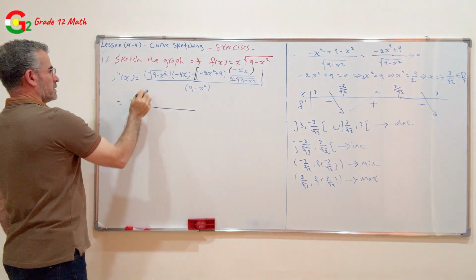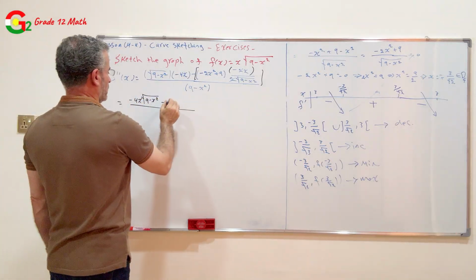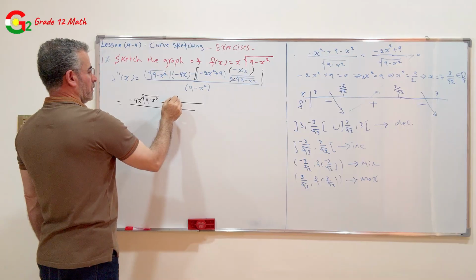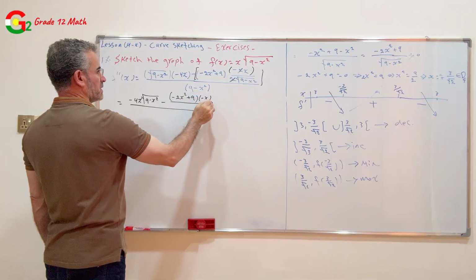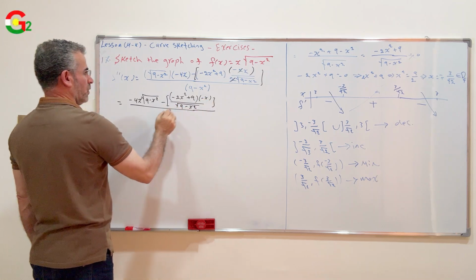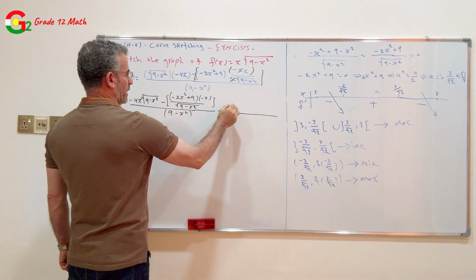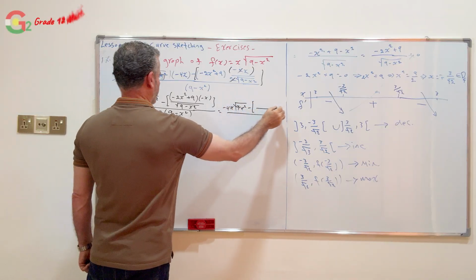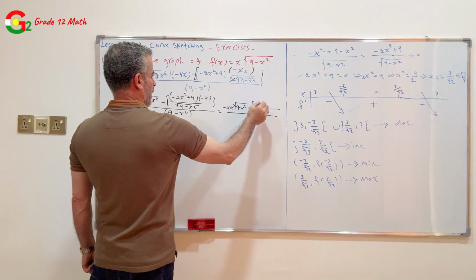negative 4x times the square root of 9 minus x squared minus, reduce 2 with 2, negative 2x squared plus 9 times negative x over the square root of 9 minus x squared, all over 9 minus x squared, equal to negative 4x times the square root of 9 minus x squared minus negative x times negative 2x squared, 2x cubed.